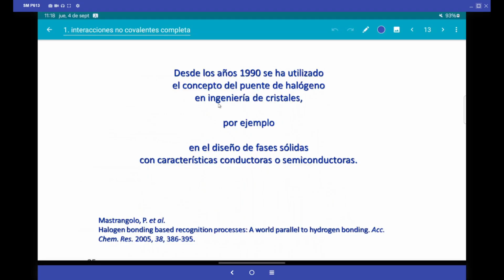Since the 90s, the concept of crystal engineering with the halogen bridge has been used, for example, in the design of solid phases with conductive or semiconductor characteristics. In other words, the halogen bridge allows the flow of electrons through the molecular framework.